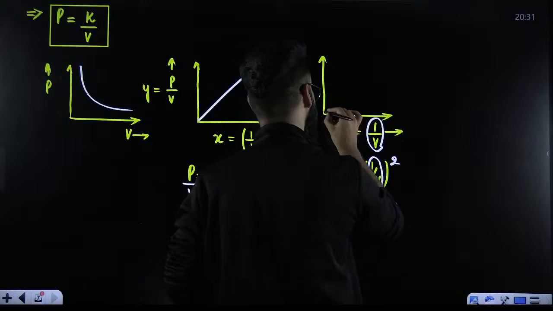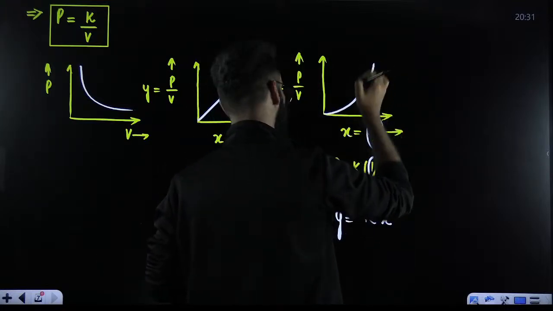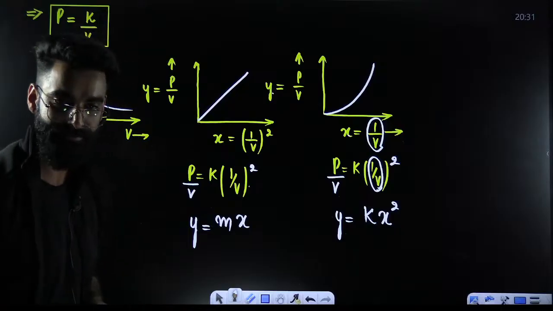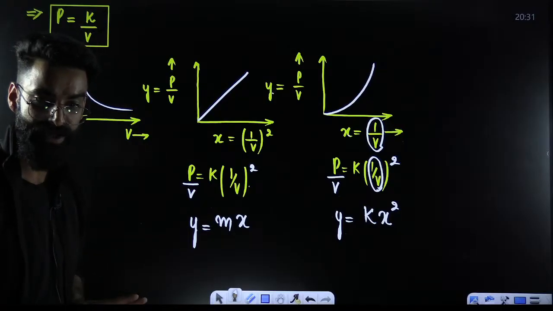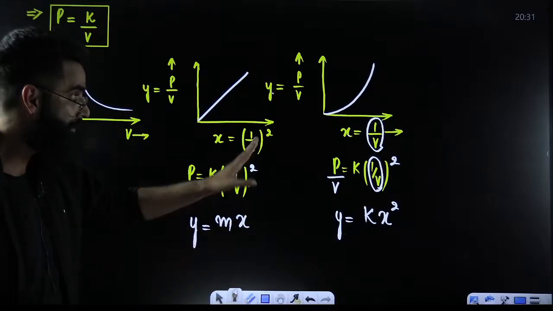Few minutes back only I told you it's going to be parabola opening upwards. Y is equal to kx square. Perfect. I believe this is clear to everyone, right?